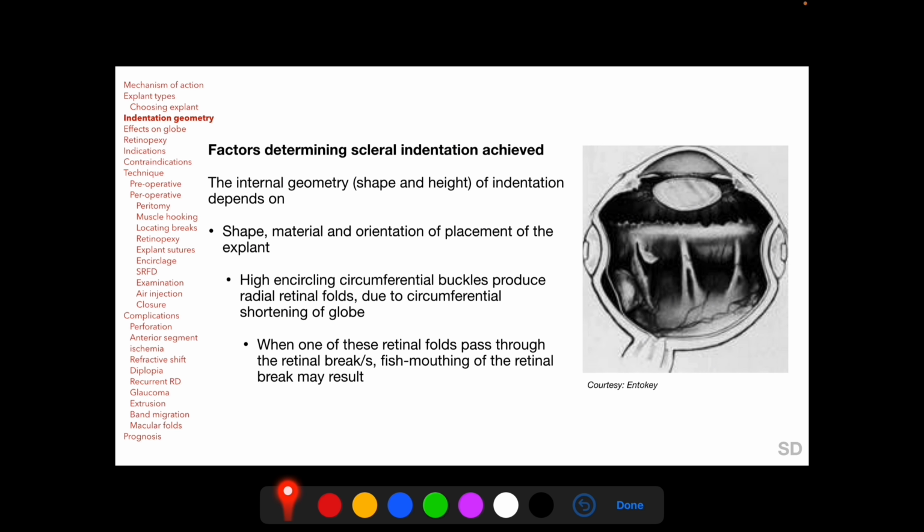Factors determining the internal geometry of the indentation produced by a scleral buckle include shape, material, and orientation of placement of the explant, with high encircling circumferential buckles tending to produce radial retinal folds due to circumferential shortening of the globe, as seen here in this diagram. And when one of these retinal folds passes through the retinal break, it can cause fish mouthing of the retinal break, which interferes with closure of the retinal break.